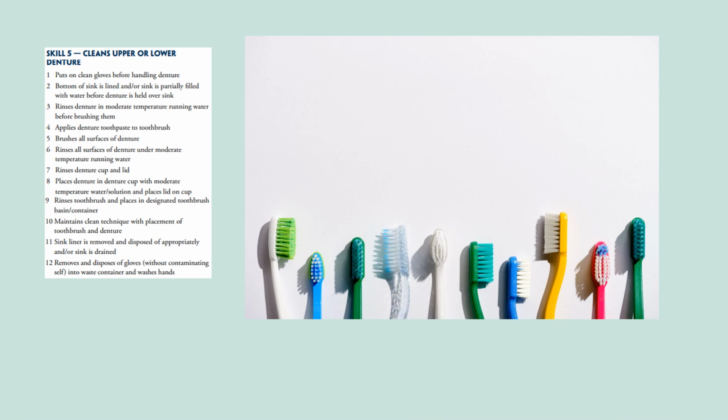What is clean technique as mentioned in step 10, and how is it scored? This step pertains to the handling of the denture and toothbrush throughout the skill. The candidate may lay a barrier down on which to place the clean denture and toothbrush while they are rinsing the cup and lid, or they may hold the denture in hand until ready to place it in the clean cup. A barrier can be a washcloth, a towel, or a paper towel.